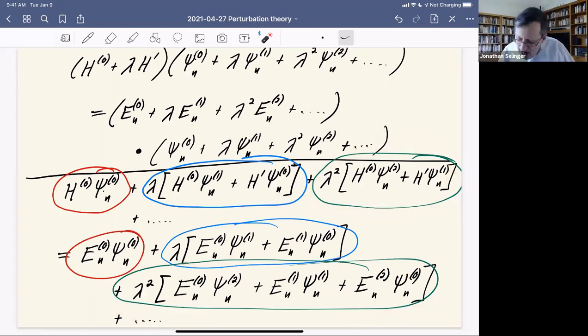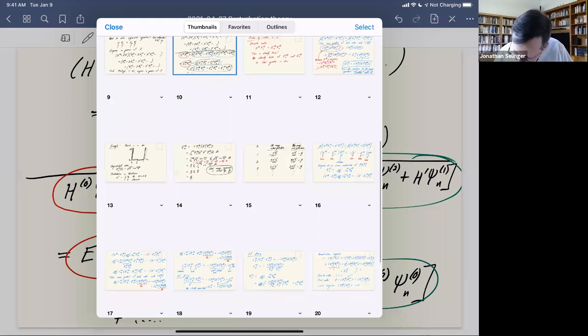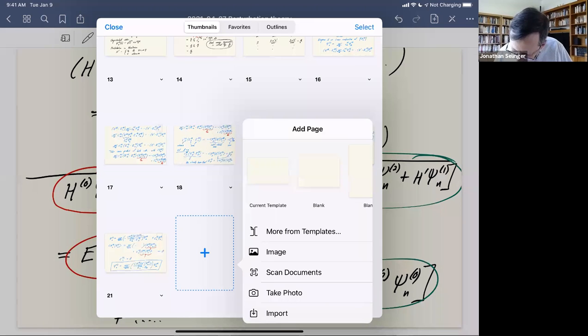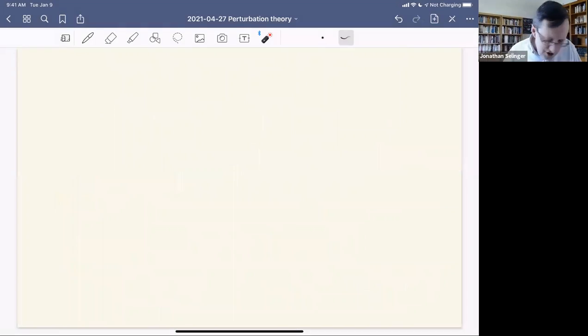So let's do that. I want to say these two green terms over here equal these three green terms over there. And I will use all the stuff that we have so far to figure out what is the second order change in the energy, which is that thing right there. So let's do it. I go to the end here. All right, so I want the green equals green. Well, I'll use a green pen.